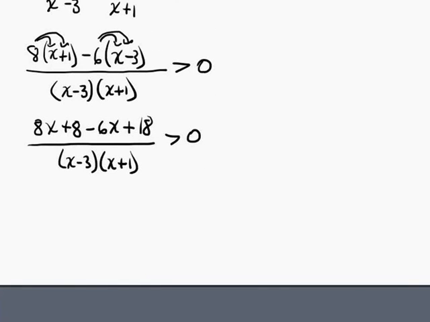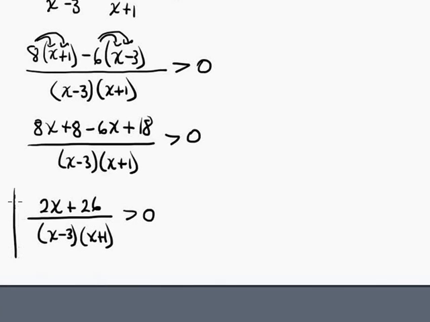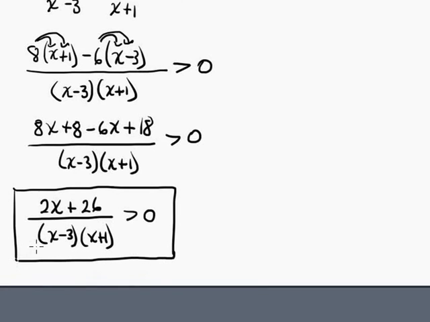A minus 6 is 2, plus a, and 18 is 26, over x minus 3, x plus 1 greater than 0. And this is our expression. Okay, I want to analyze this sign, the change in sign.